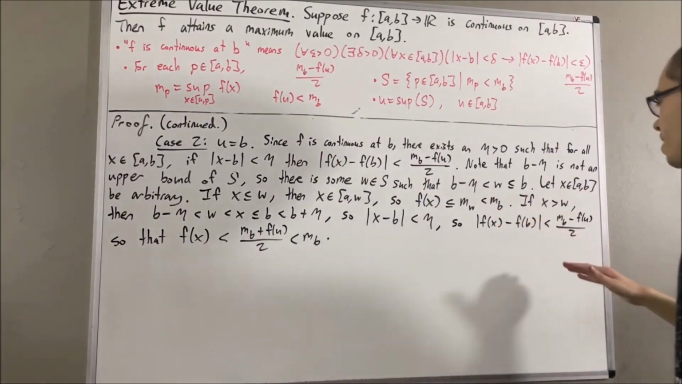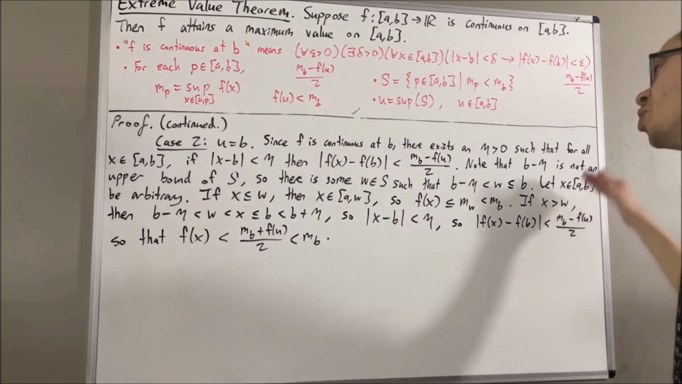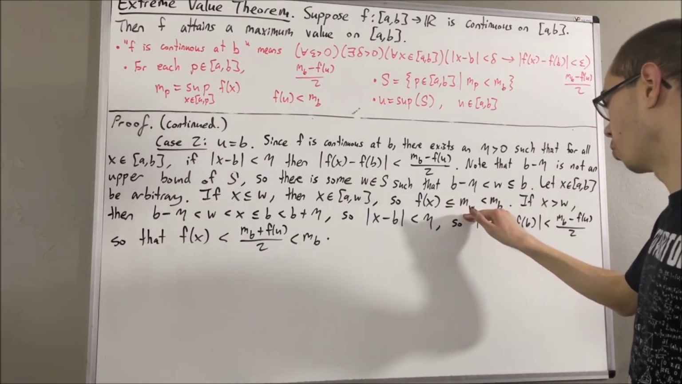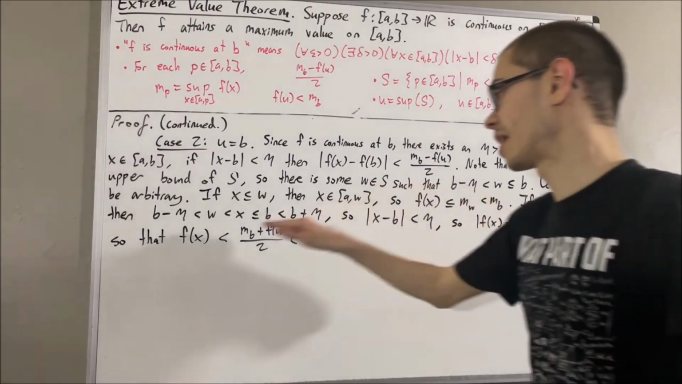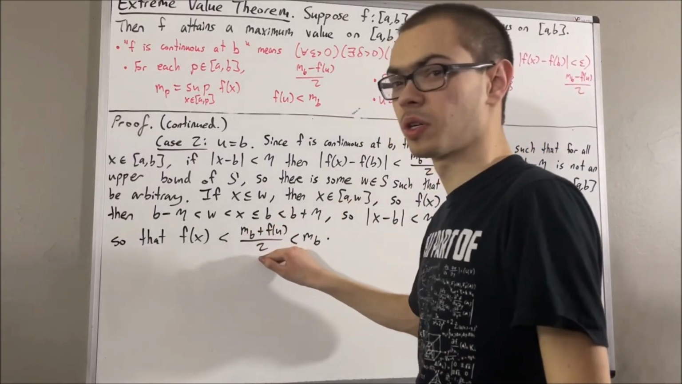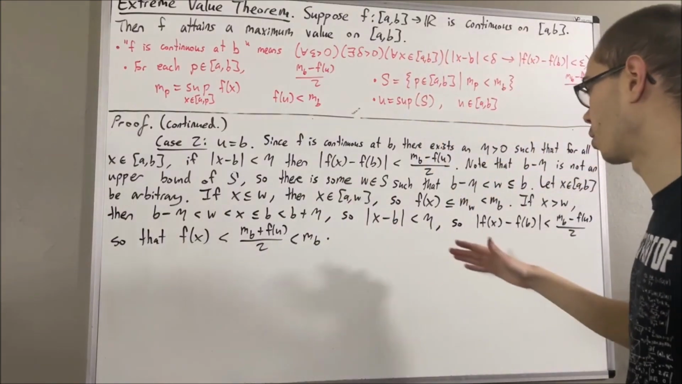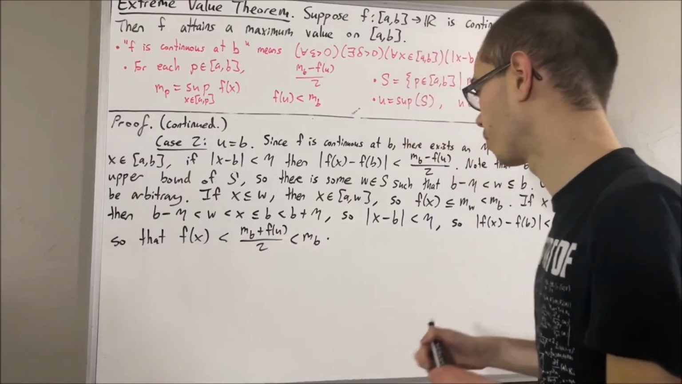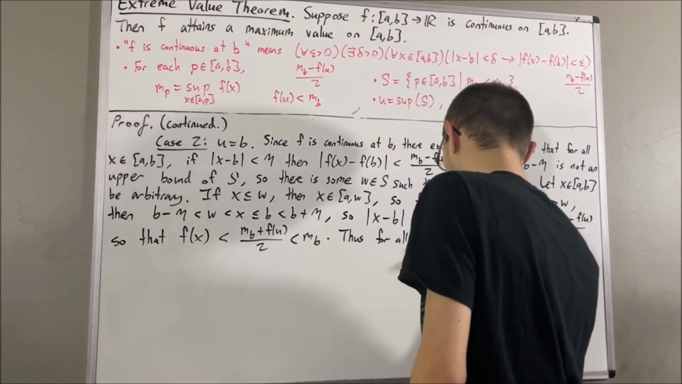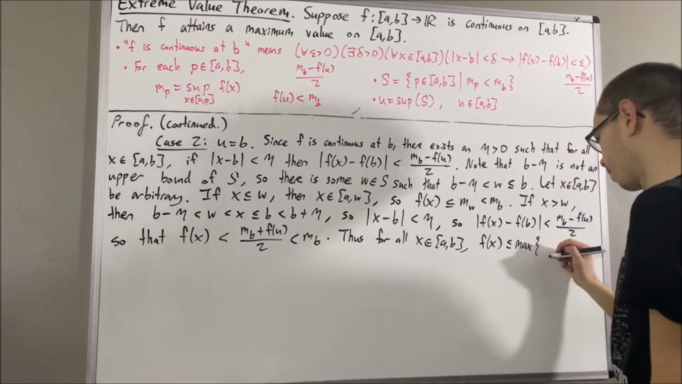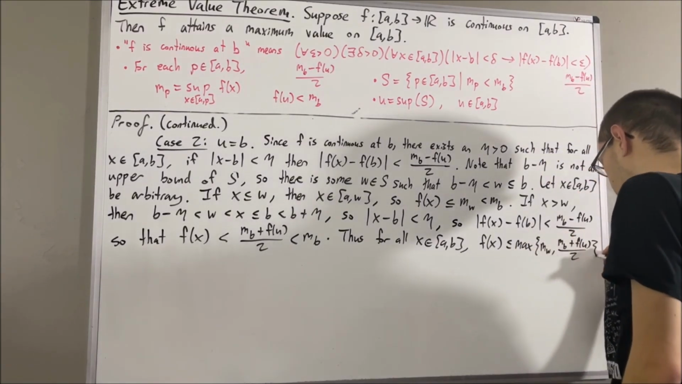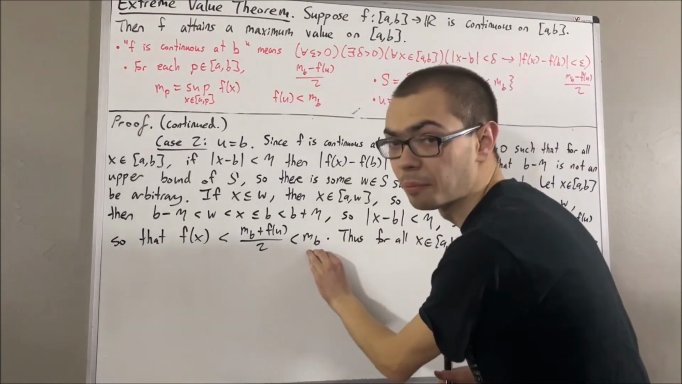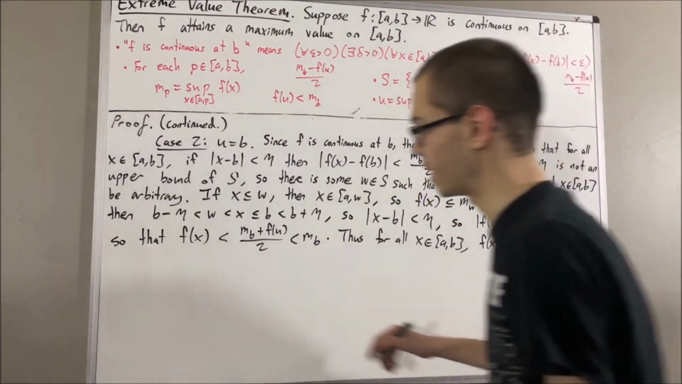So what this tells us is, if x is any element of [a, b], then no matter what, we either have f of x is less than or equal to m_w, or f of x is less than (m_b plus f of u) over 2. And therefore, f of x must be less than or equal to the maximum of m_w and (m_b plus f of u) over 2. But since these two are both less than m_b, their maximum must be less than m_b.